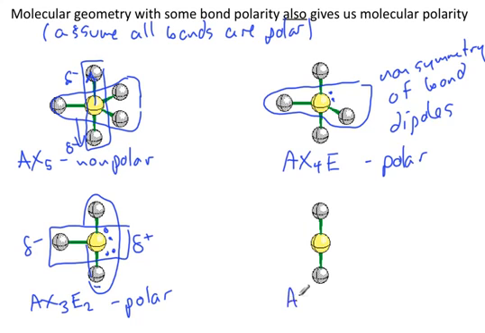So the last one is then AX2E3, and I think you'd all see that that is going to be a nonpolar molecule. I now have symmetry, basically, of these lone pairs.